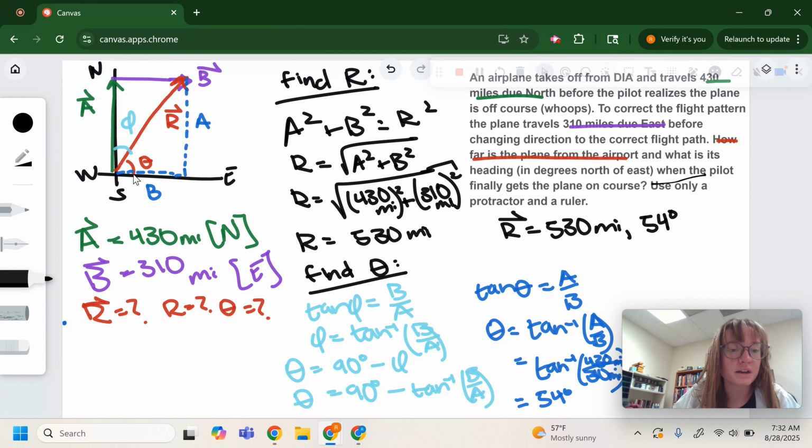If I were labeling phi, I would start at north and go east of north. So I would call phi the angle east of north. Because to carve out the angle phi, I start at north and start heading east of there until I get to vector r. So we are looking at 54 degrees north of east, because that's the angle that the problem asked us to find.